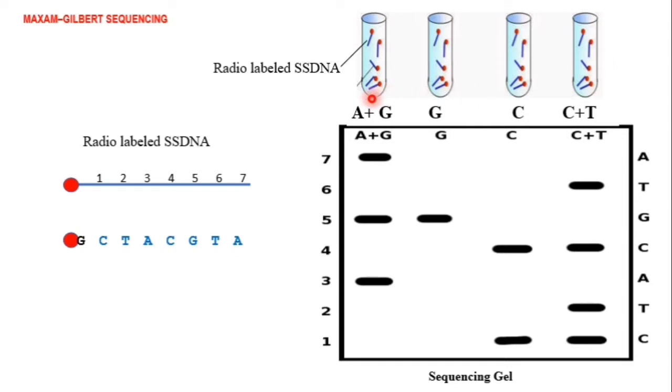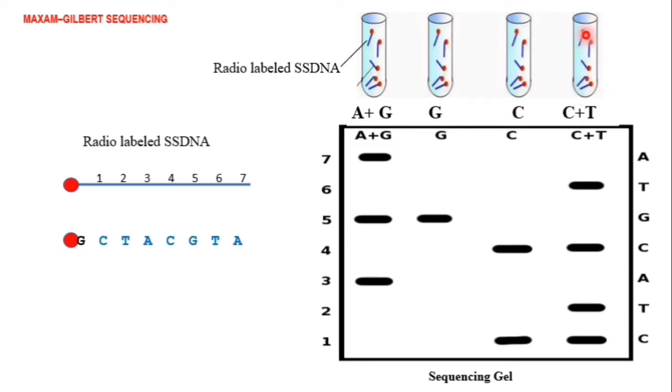In the first tube, this reaction will cleave A and G nucleotides. In the second tube, it will cleave the G nucleotide from the chain of DNA. The third tube will cleave the C nucleotide from the chain, and in the fourth tube, it will cleave C and T nucleotides from the chain.